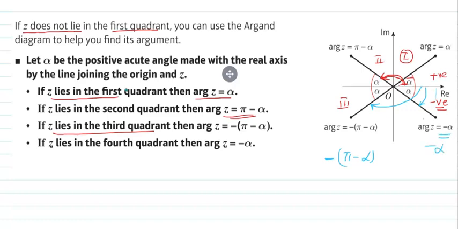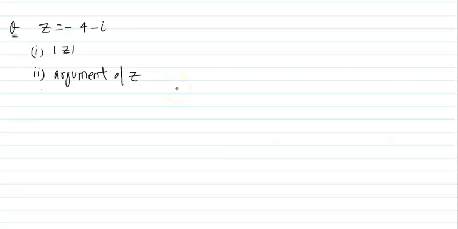Is that okay? So for the first quadrant, it's Z equal to alpha. For the second quadrant, that is this one, Z equal to pi minus alpha. For the third quadrant, that is this one, Z equal to minus pi minus alpha. And for the fourth quadrant, it is Z equal to minus alpha. Is that clear? Okay.